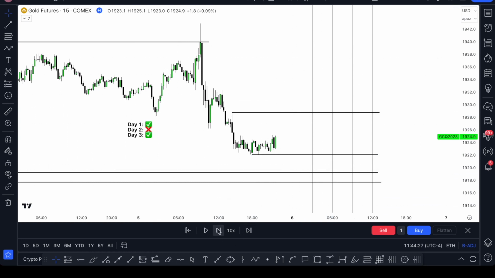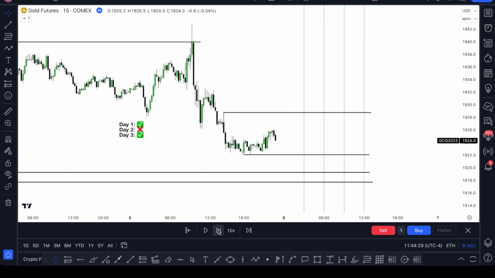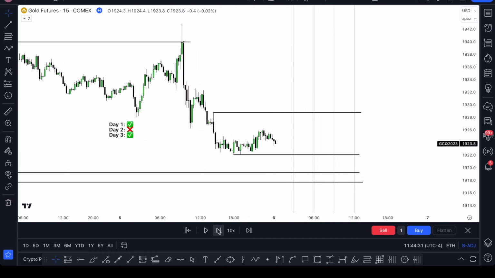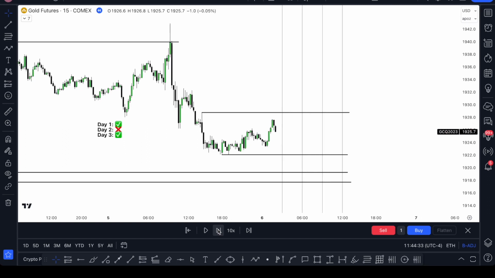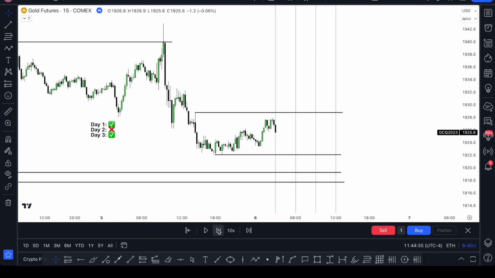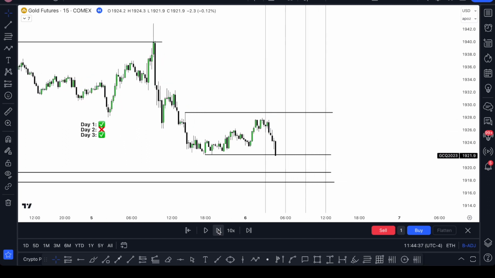Okay, so I'm saying we are going to go down. So we are bearish. London session, wait for it. What happened? Took out the low. But I'm saying the entire day we're bearish.